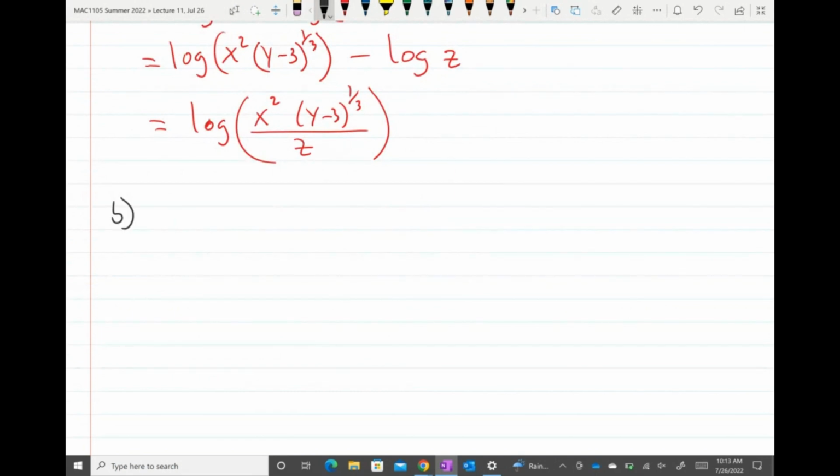See, try this one. How about log base 3 of y minus 2 log base 3 of x minus 5 log base 3 of x minus 2. See, try this.